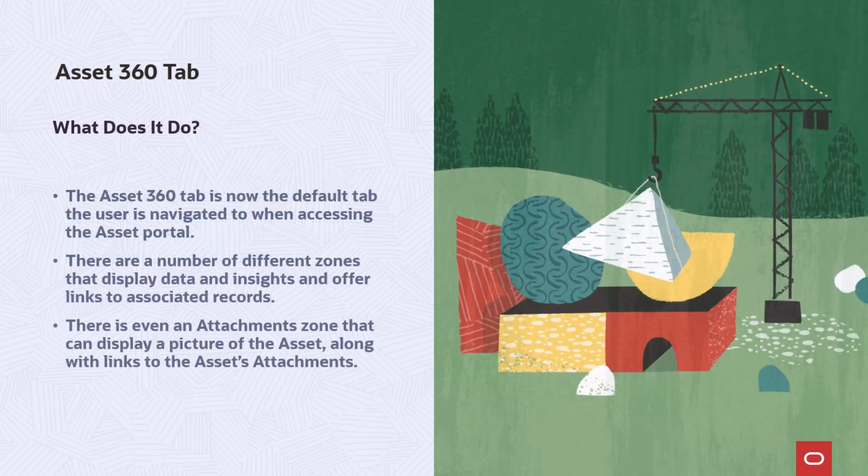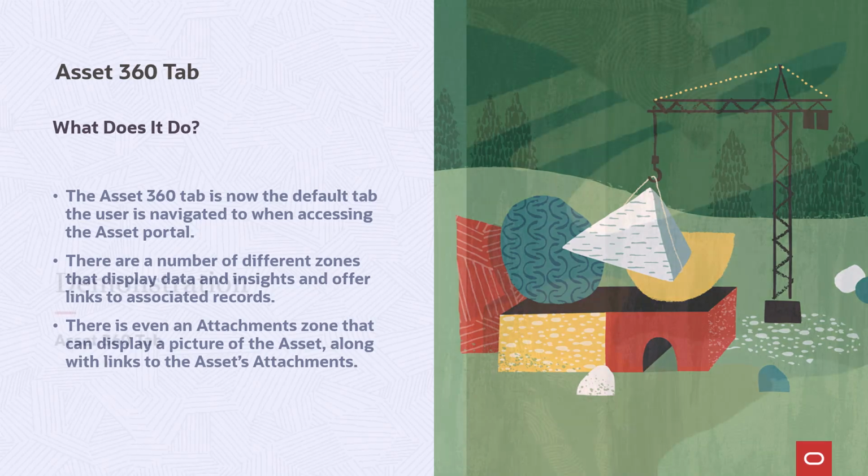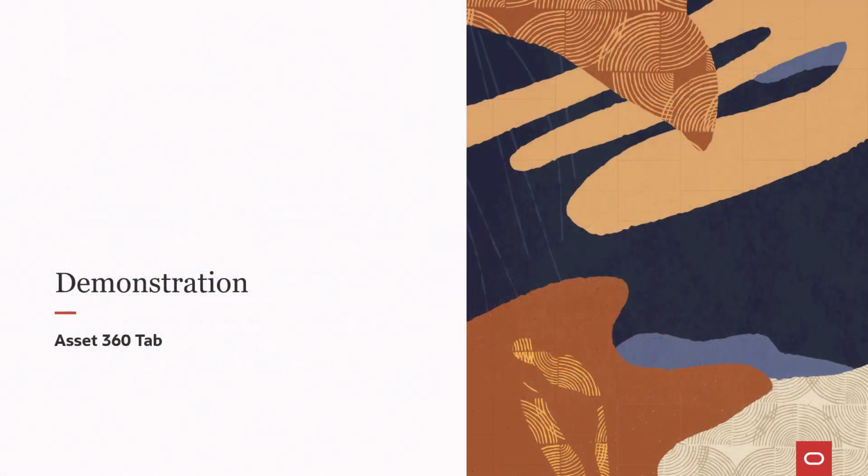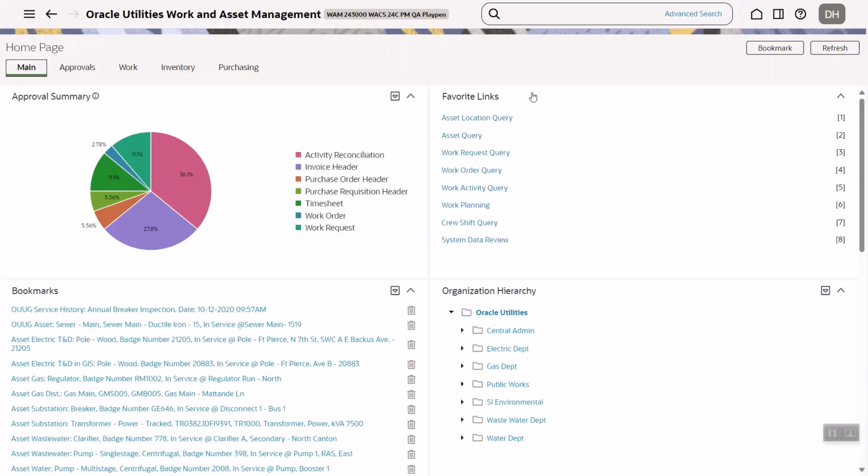Through many meetings with key players, we've assembled virtually everything you need to know about an asset, all in one tab, and given you shortcuts to navigate to associated records or invoke various actions involving the asset, like creating an activity, a work order from a template, or a work request. Now, let's take a look at the Asset 360 tab and its functionality in the application.